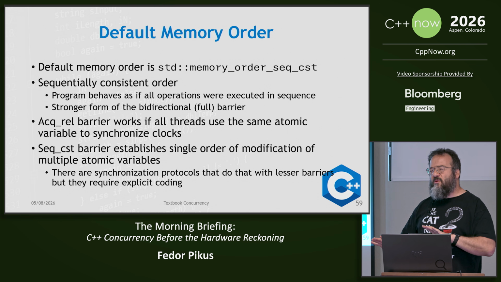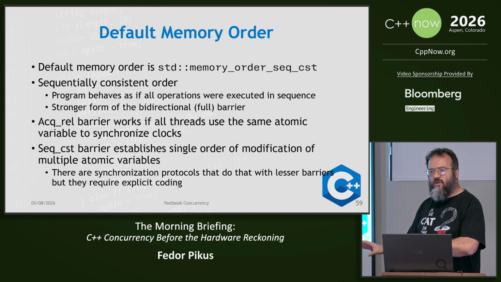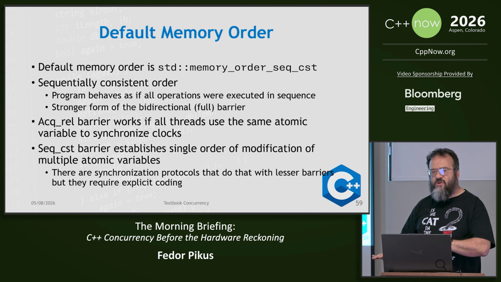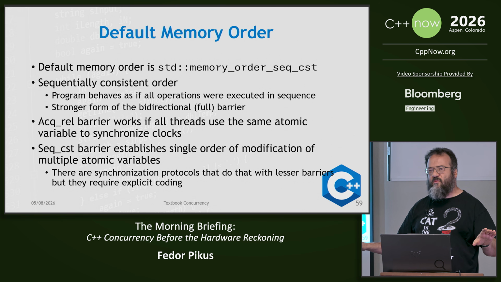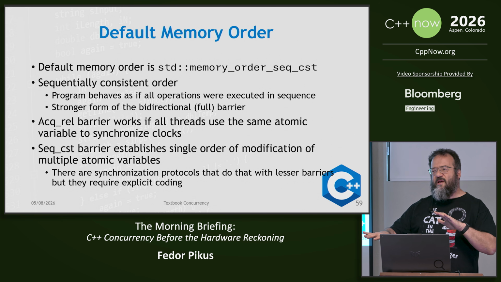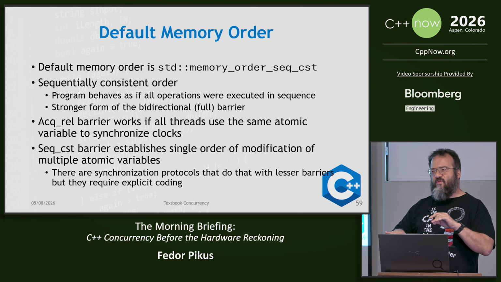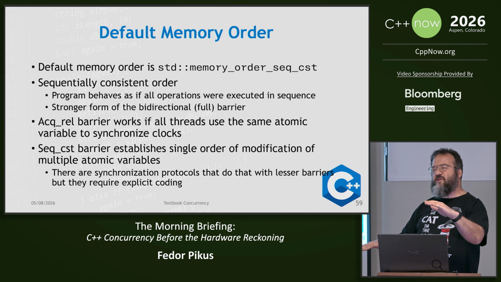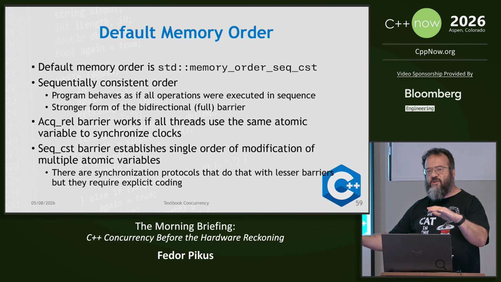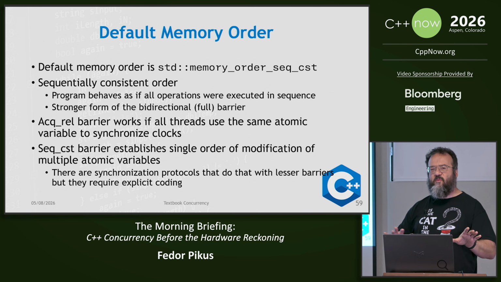Now, you actually never need seq_cst. You can arrange any synchronization protocol you want with just acquire-release. You will just have to also create a before-after dependency between these different atomic variables. It's okay, if this changed, now I'll read this one. If that also changed, now I know that whatever should happen before happened.